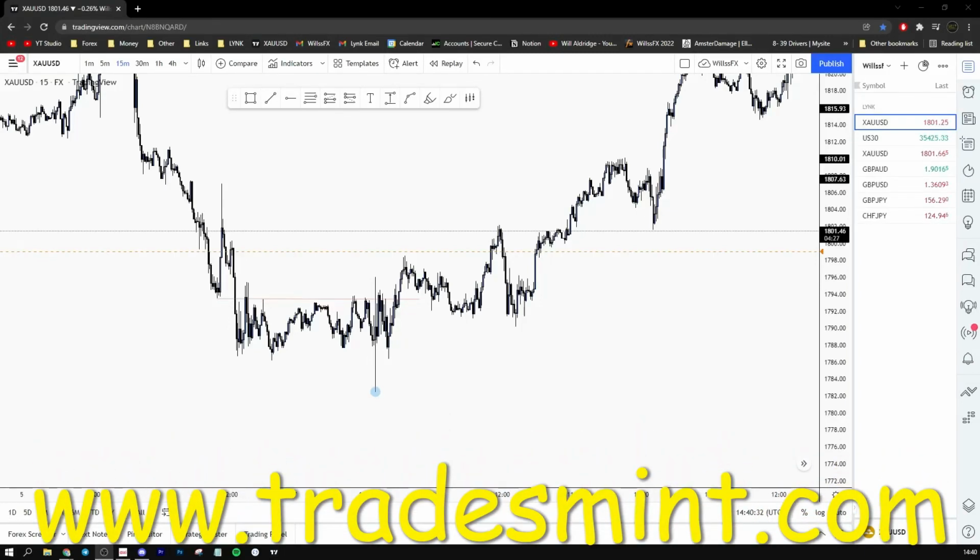Hello guys, today I'm going to go through how you can get entries based on retests of liquidity or consolidation. I'm going to go through this on gold using the 15-minute and 30-minute time frames. Right now the market is often consolidating. This week we haven't really made many big moves, we've just been going sideways, and I just want to show you how you can actually make profit when we break out of these ranges.